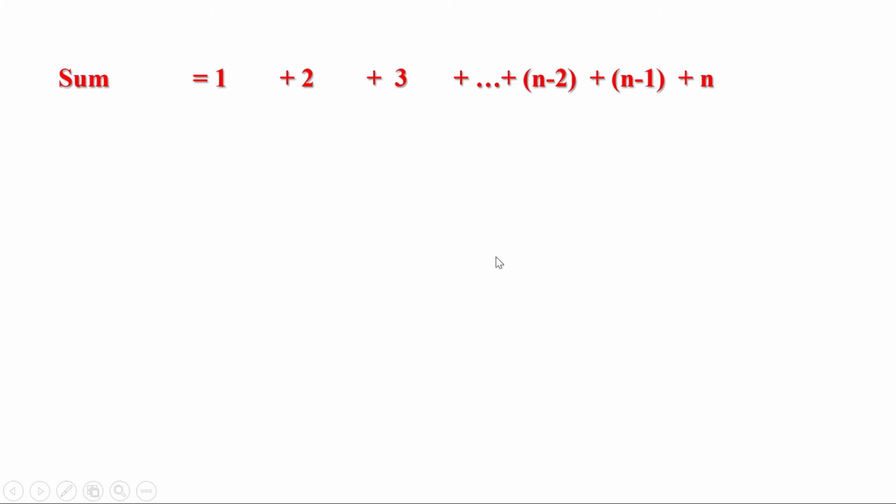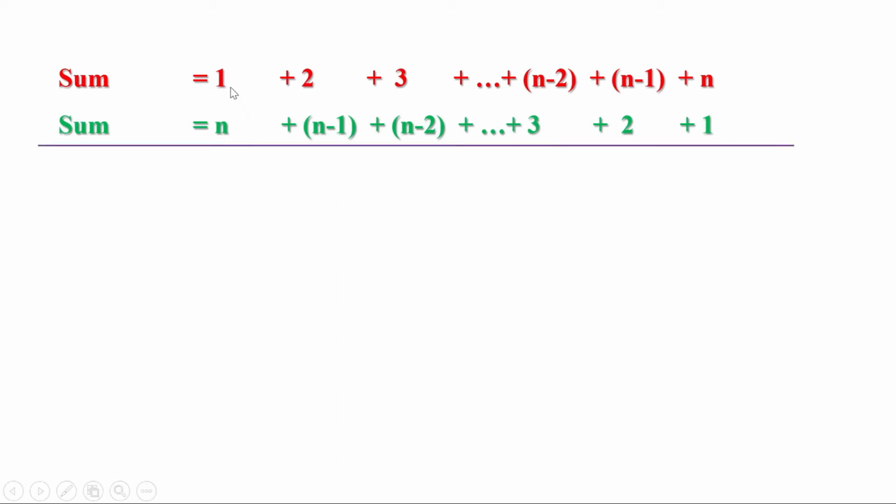Now let us write it in reverse: n plus n minus 1 plus n minus 2 plus etc. plus 1. Now let us add it together. 1 plus n is n plus 1. Now 2 plus n minus 1. 2 plus minus 1 is plus 1. So we get n plus 1. Now 3 plus n minus 2 is n plus 1. So again we get n plus 1. And lastly we get n plus 1.